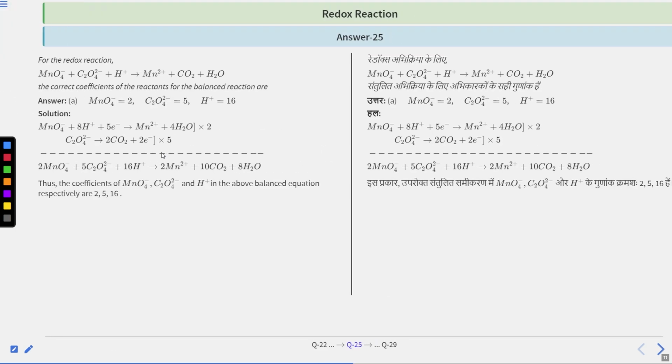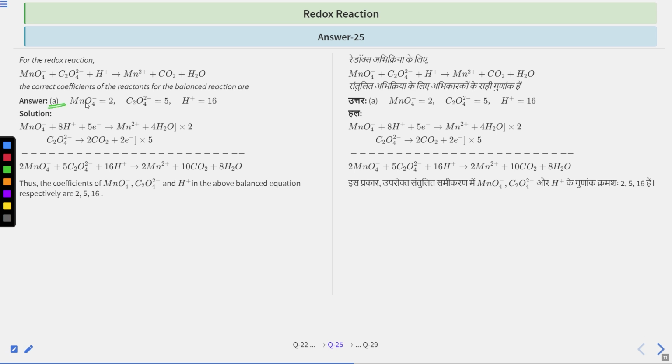Okay, let's see. The correct answer is option A, that is the coefficient for MnO4 minus reactant is 2, for C2O4 2 minus reactant is 5, and for H positive it is 16. So this is the reaction: MnO4 minus plus 8H plus plus 5 electrons, giving us Mn2 plus plus 4H2O. Okay, so we just divided this single reaction given in the question into two half reactions. So second reaction will be C2O4 2 negative, giving us 2CO2 plus 2 electrons, right?